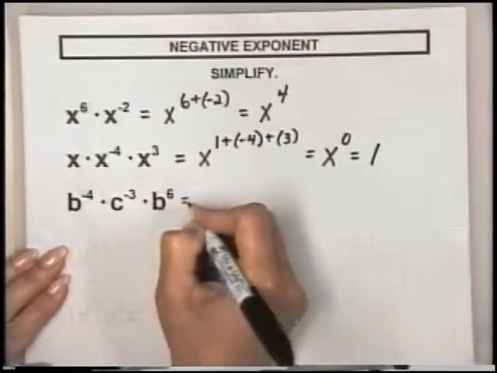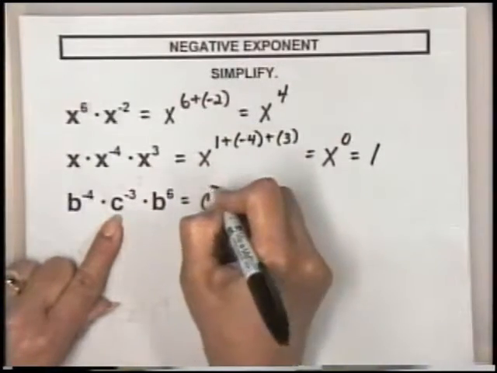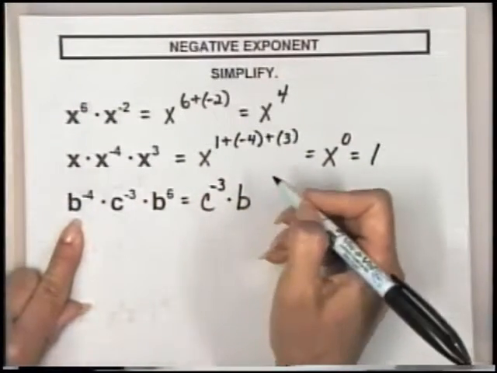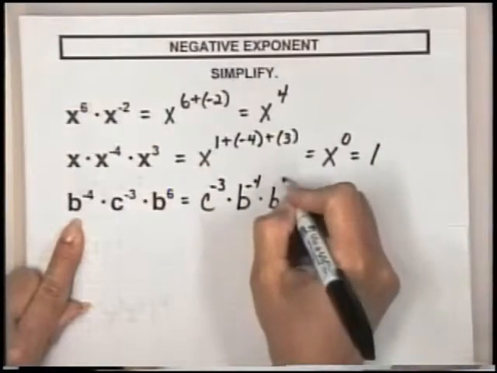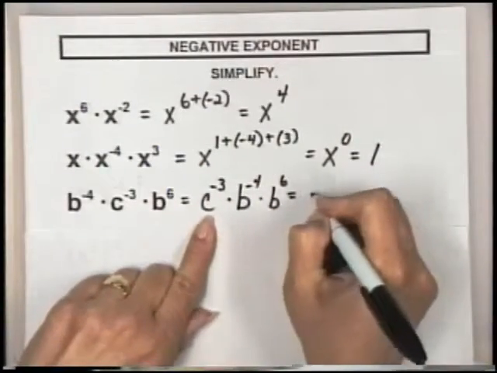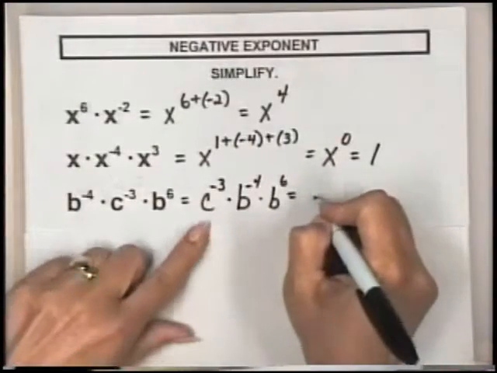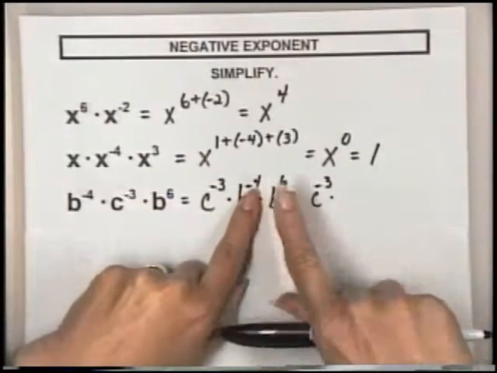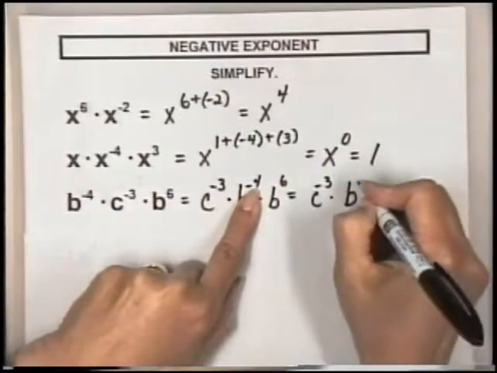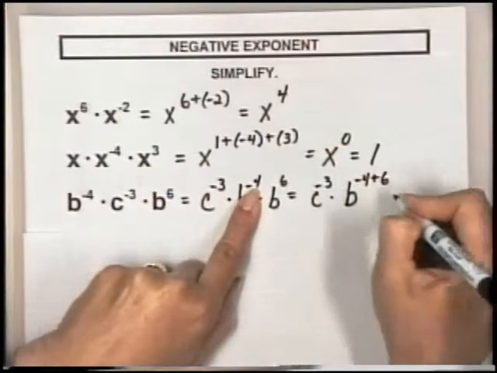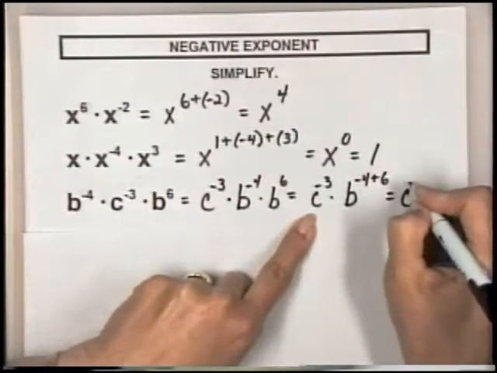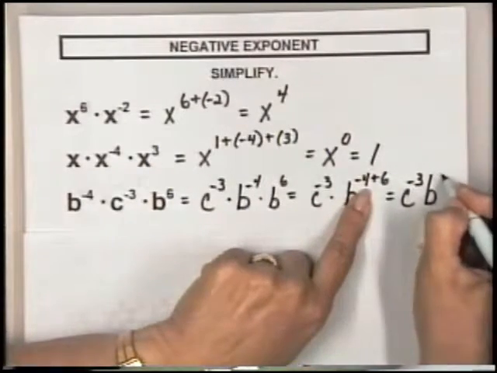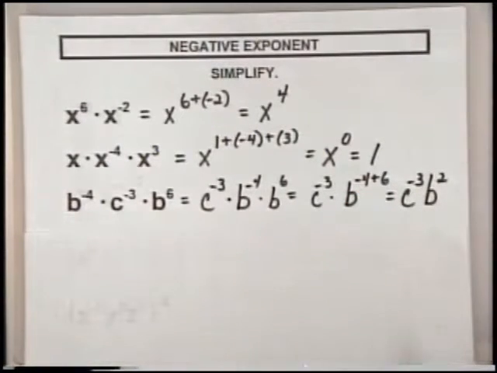First thing I think I'll do with this problem is to rewrite it. I have c to the negative 3rd, and I will multiply b to the negative 4th times b to the 6th. So I will say c to the negative 3rd times, when I multiply like bases, I will add the exponents. So for the b, I will have negative 4 plus 6. So I have c to the negative 3rd times b to the negative 4 plus 6 would give me a 2.